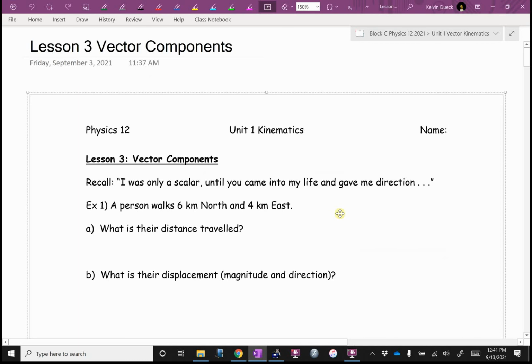Last day we talked about, Deegan, how do you add two vectors together? How do you add two vectors together, Deegan? Draw them.